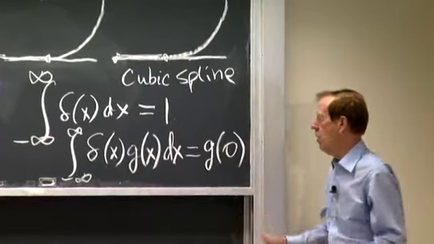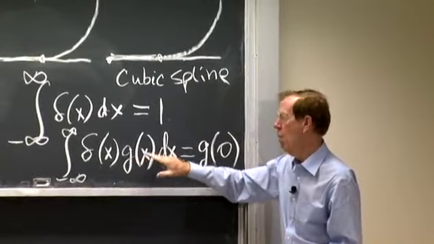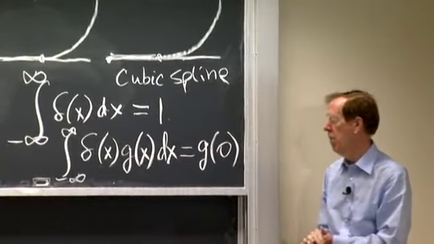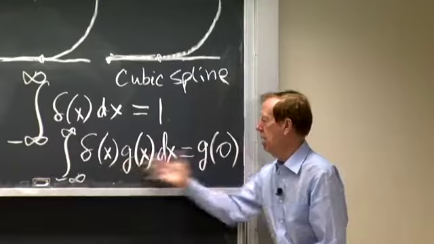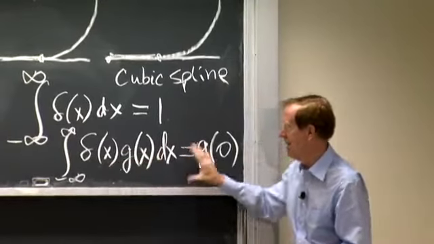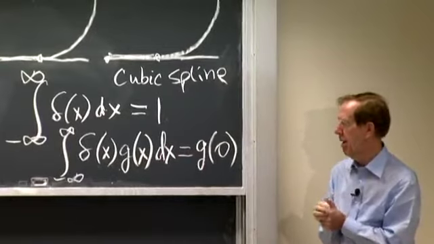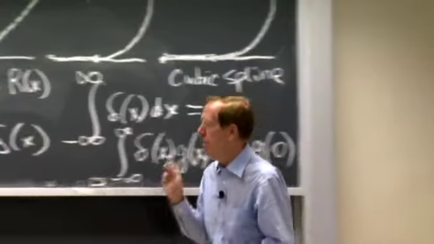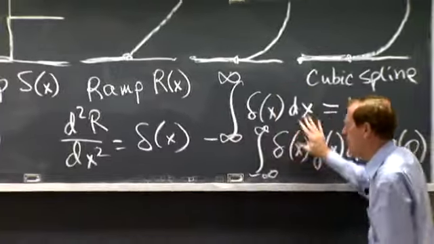Okay. And of course, if g is the constant function 1, I'm back to that formula. But this is maybe the thing to watch for. Okay, actually, there's a lot built into that little thing. We'll come back to that. Okay, now, so that's delta functions.